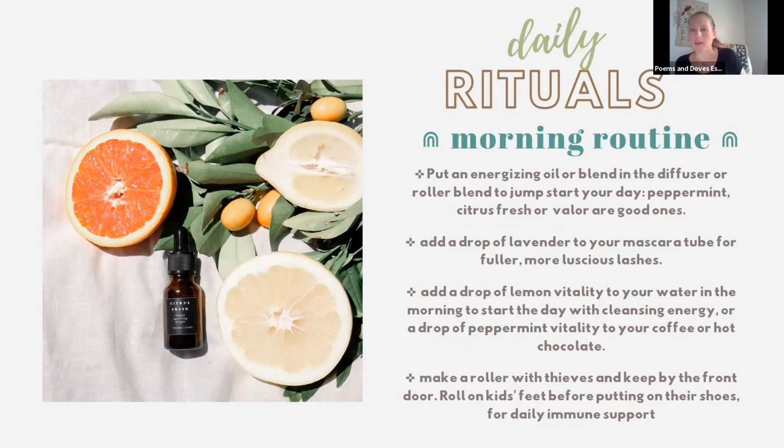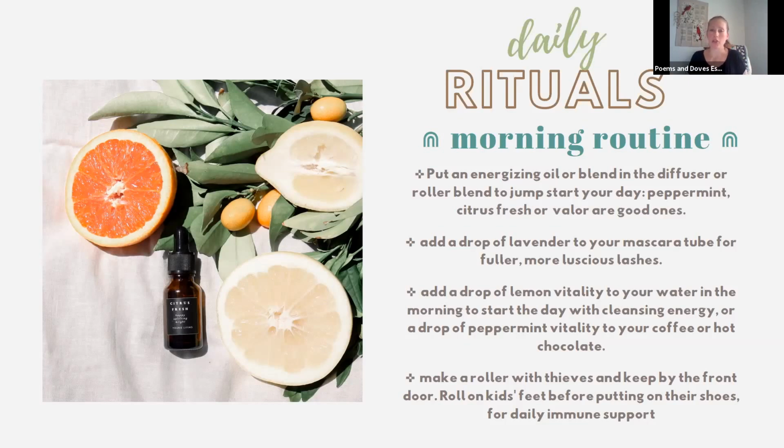You can add, like I said before, a drop of lavender to your mascara tube when you're getting ready, so you can use it in your facial products and your makeup. You can add a drop of Lemon Vitality to your water in the morning to really start the day on a fresh start. Lemon is really cleansing, especially in the morning on an empty stomach. You can also do the Peppermint Vitality oil in your coffee or hot chocolate.